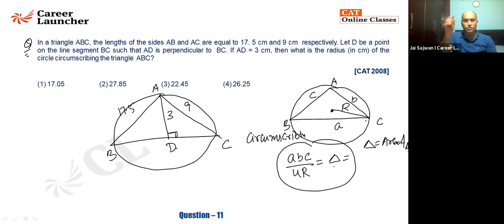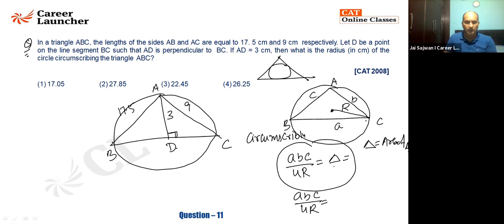It means the circle is going to touch all three vertices of the triangle. There is an incircle as well, which is inscribed. It is also possible. We'll discuss it tomorrow. But this is the formula that you need to know if you really want to find the answer. Now I can say abc, very good Tushar, upon 4R is equal to delta.